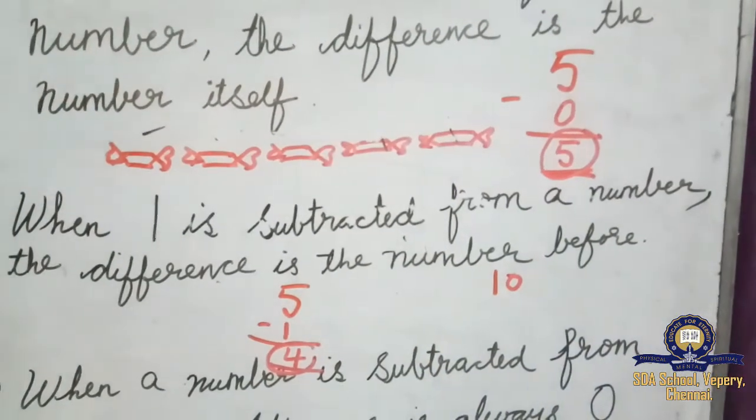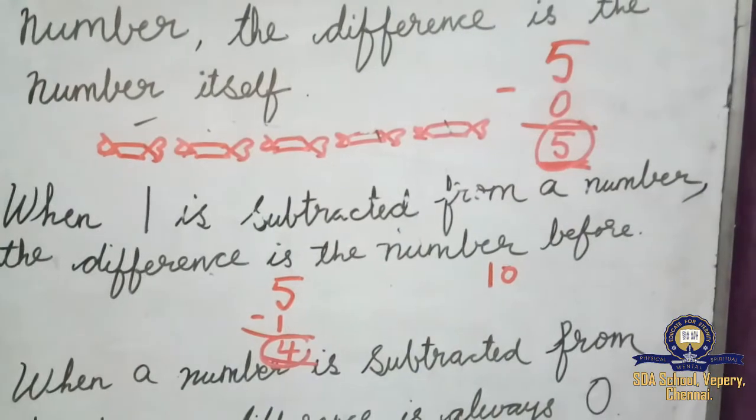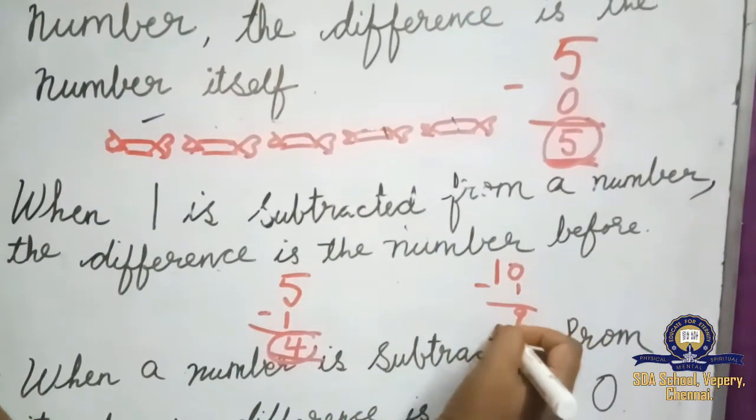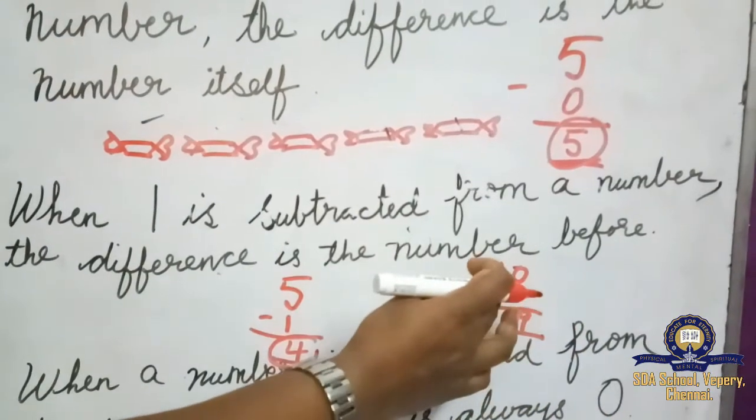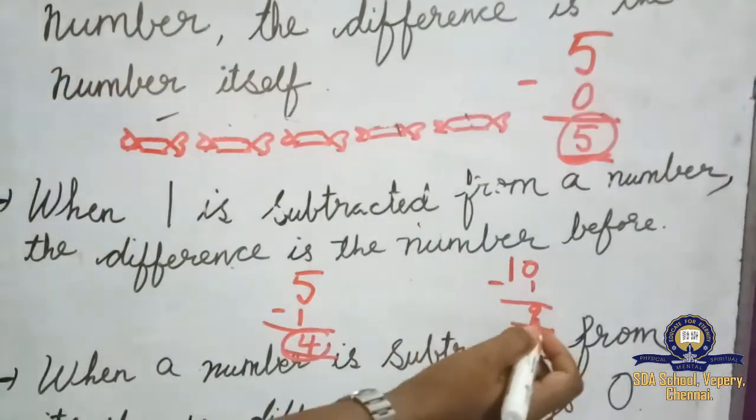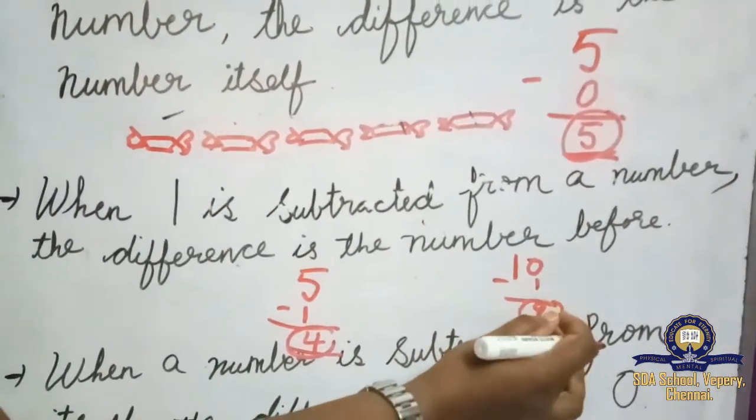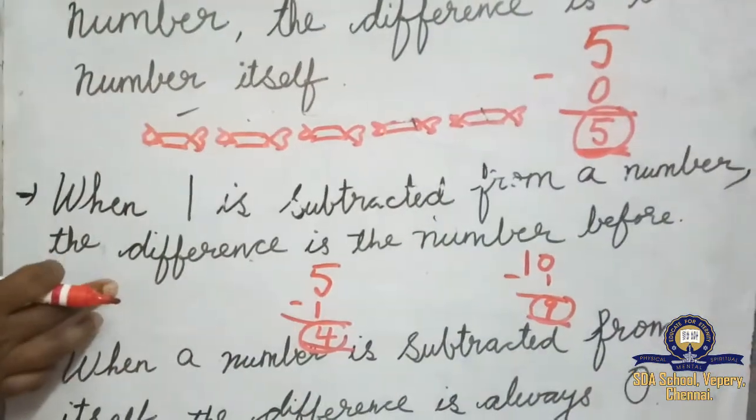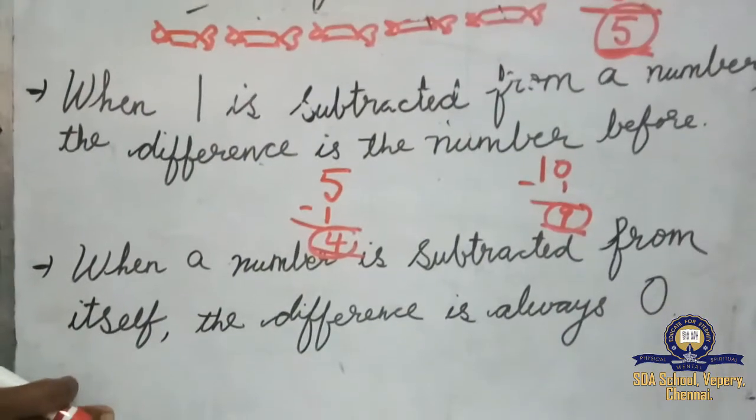Now, for example, we'll take 10. You're having 10 chocolates with you. If you give one chocolate to your sister, how much is there? 9. So the before number of 10 is what? 9. The difference is the before number. Did you understand this? Okay, come to the next point.